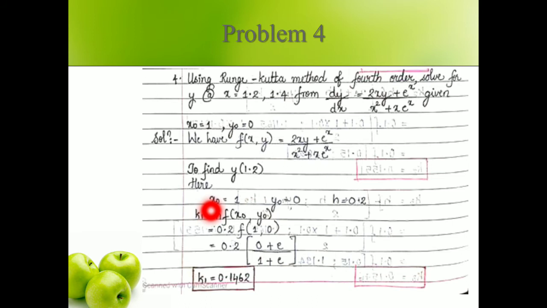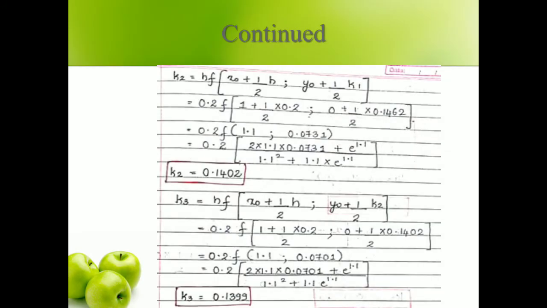So given values are x naught is 1, y naught is 0, step deviation will be 0.2. So find out k1. k1 is equal to h of f x naught, y naught. X naught is 1, y naught is 0. Substitute 1 and 0 in dy by dx multiplied by 0.2. We get k1 value to be 0.1462.